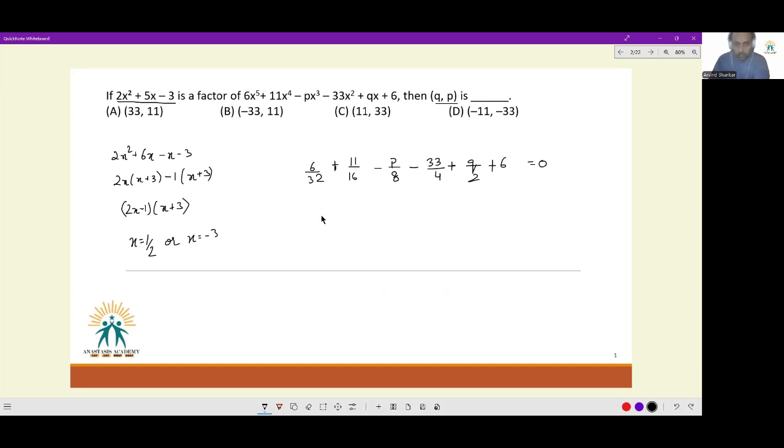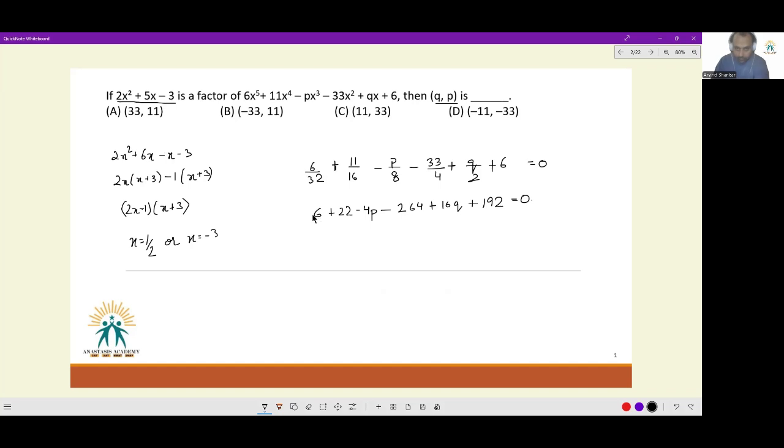Now making everything over 32. So this will become 6 plus 22 minus 4p minus 8 into 33. 8 into 32 is 256. 256 plus 8 is 264. Or 240 plus 24. Minus 264 plus 16q plus 32 into 6. 30 into 6 is 180 plus 12 is 192. Plus 192 is equal to 0.